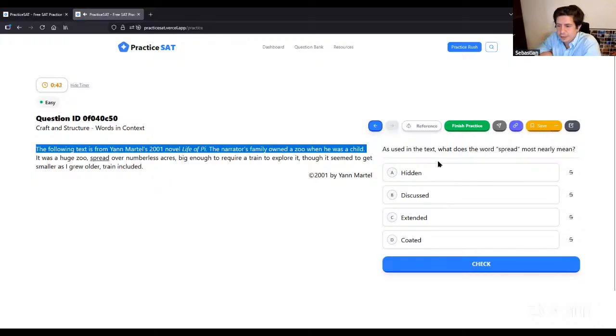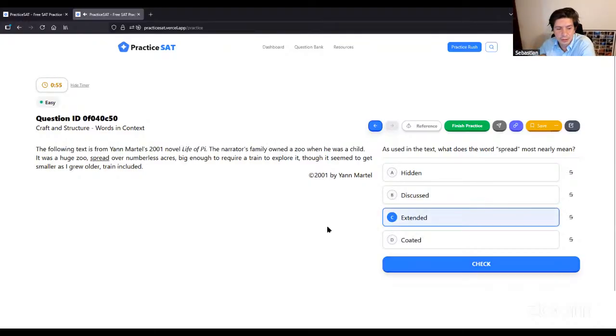Big enough. Okay, so as used in the text, what does the word spread most nearly mean? Hidden? We don't get any sense of it being hidden. Discussed? No, but we're being told about its size. So extended should be the one. Covered is not it either, because it's not covering anything.